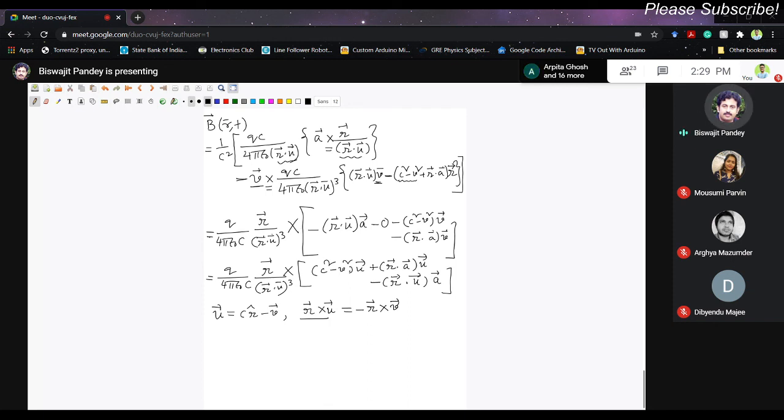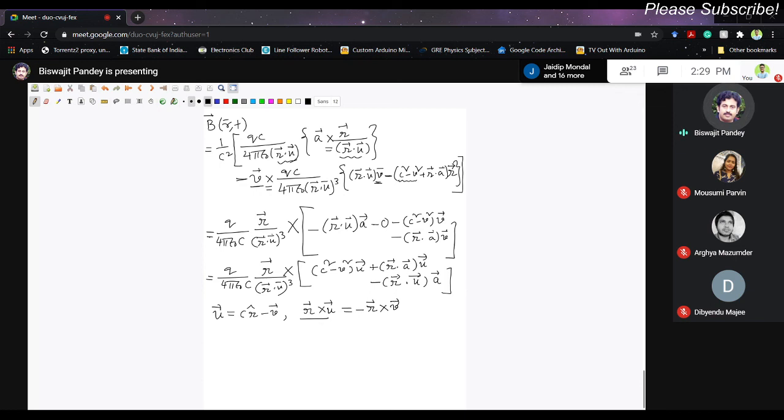So instead of v, r cross u can be written as minus of r cross v. So basically u is introduced in place of v. Why? Because the ultimate expression should be in terms of u, because earlier when you calculated the electric field, that was also in terms of u.